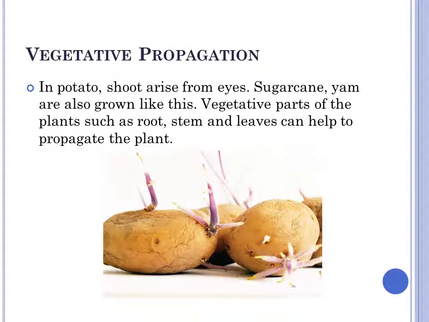Vegetative propagation. In potato, shoot arises from eyes. Sugarcane and yam are also grown like this. Vegetative parts of the plants such as root, stem and leaves can help to propagate the plant.